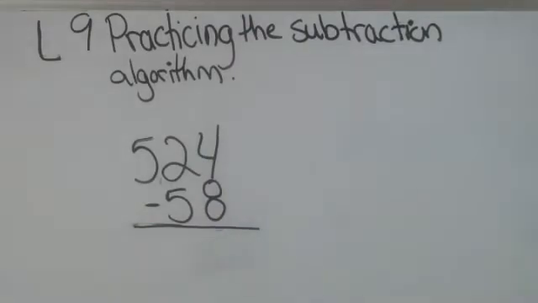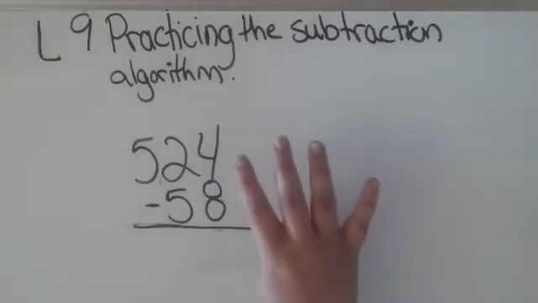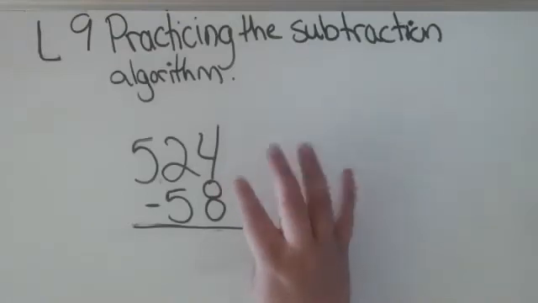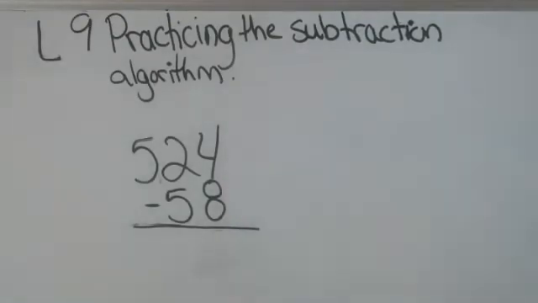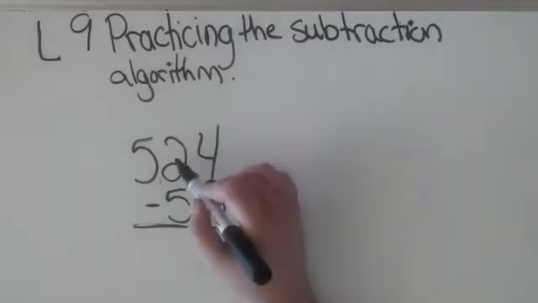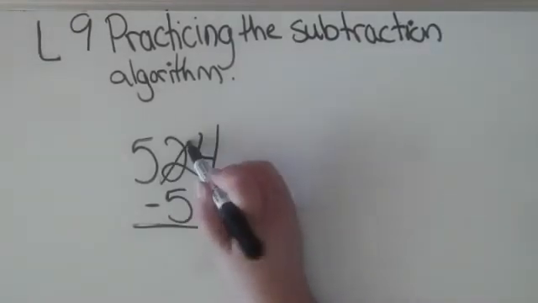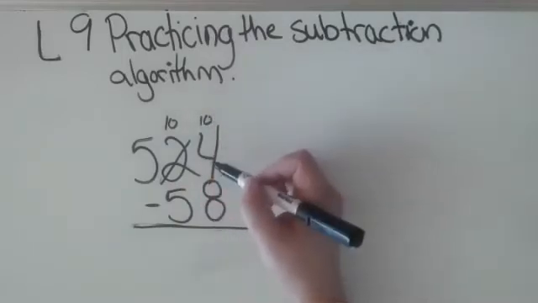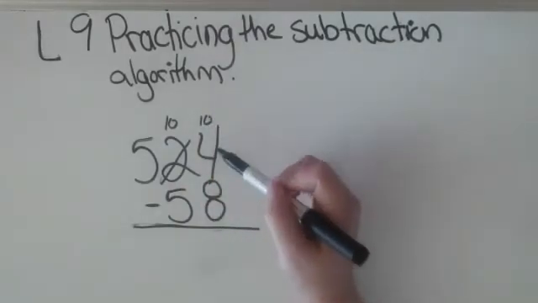Well, 4 take away 8, I can't do. If I hold up 4 fingers, I do not have enough fingers there to take 8 away from. So I need to borrow or regroup from the tens column. So I'm going to turn this 20 into 10, and I'm going to bring 10 over here. Now, 10 add 4 is 14.